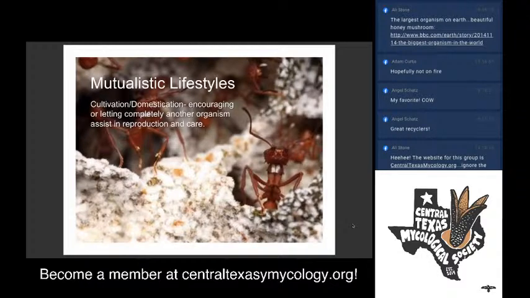Then there are also mutualistic lifestyles. That's another important branch of fungal ecology. Cultivation and domestication is encouraging other organisms to, or completely letting other organisms, assist in your reproduction and your care. So humans have a mutualistic relationship with fungi because we cultivate them. We've been eating them for a long time.